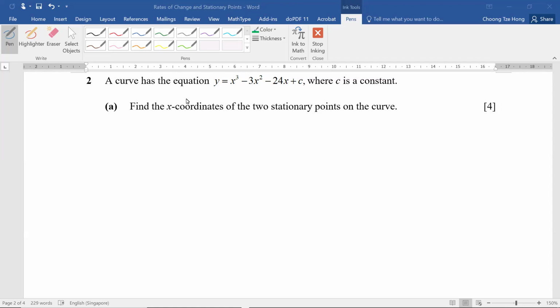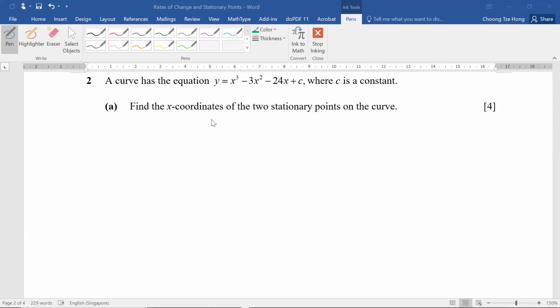Alright, so this is a question regarding stationary points. Okay, so let's read the question. A curve has the equation y equals x cubed minus 3x squared minus 24x plus c, where c is a constant. Find the x coordinates of the two stationary points on the curve.